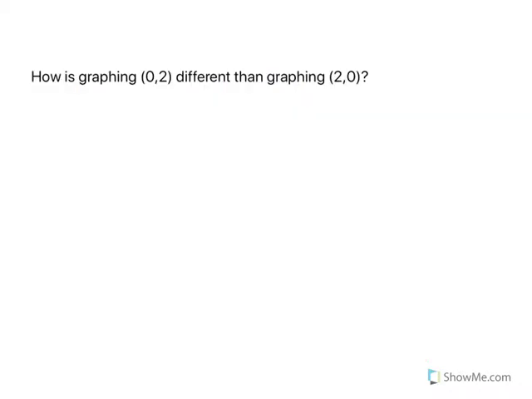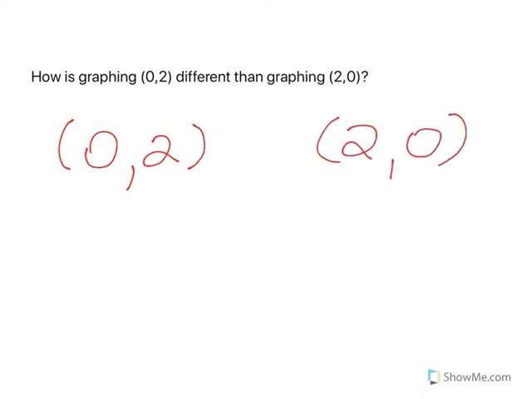All right, and this is our last question here, and they just wanted us to explain how graphing the ordered pair 0, 2 is different than graphing the ordered pair 2, 0. So let's go ahead and write these out and examine them. So again, we have 0, 2, and we have 2, 0. And again, our x-coordinate comes first and our y-coordinate comes second.